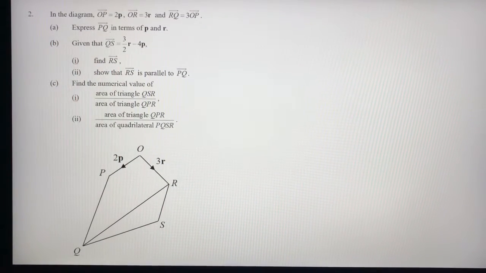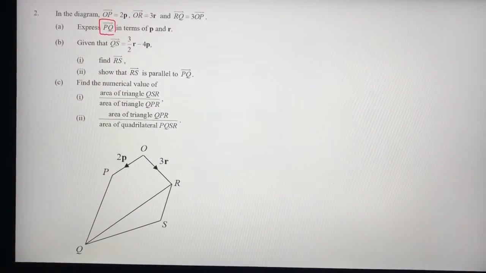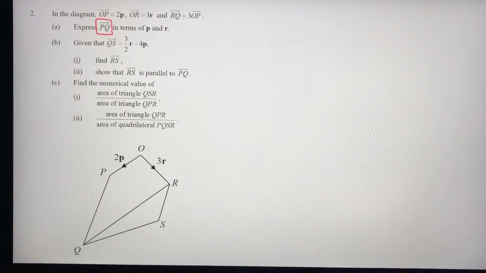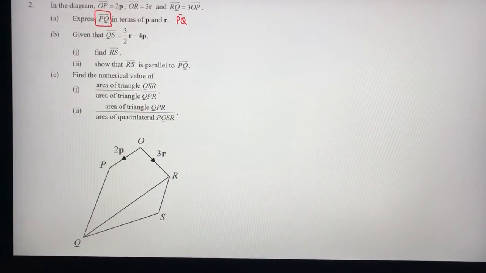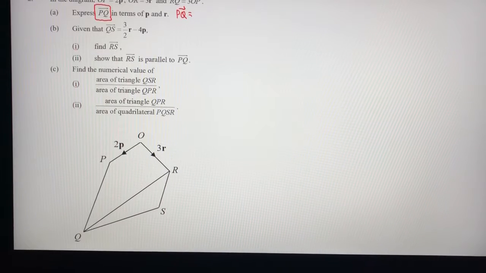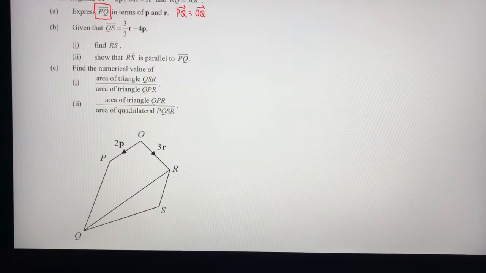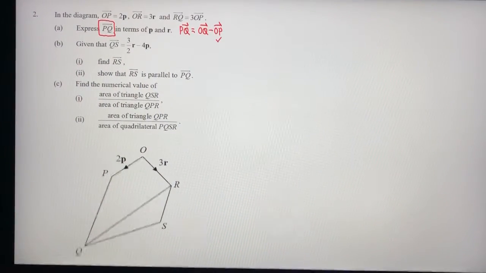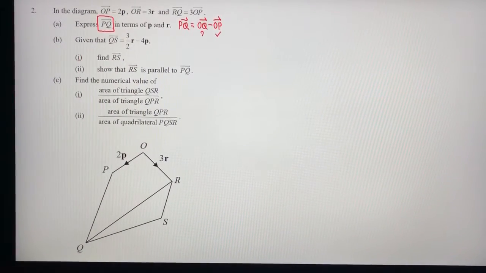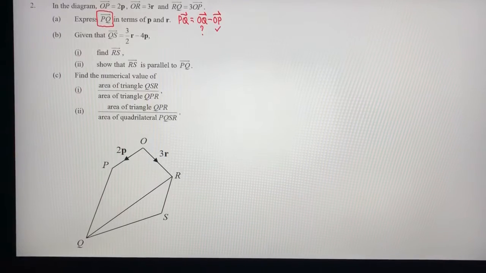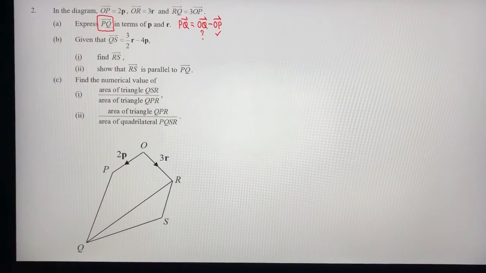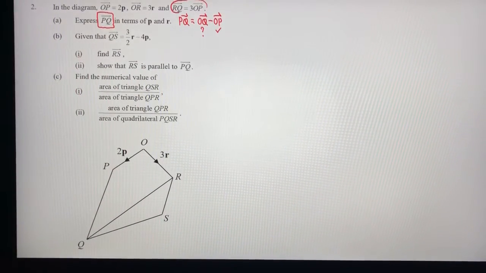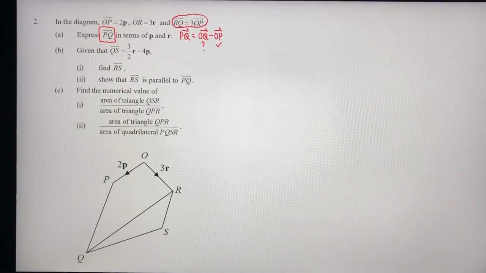We are now looking at question 2 of the consultation worksheet on vectors. Part A, they are asking us to express the vector PQ in terms of P and R. And of course, to find the vector PQ, we need to know that PQ consists of OP and OQ, which OQ is not known yet. Therefore, we need to look for something given by the question that could produce OQ.